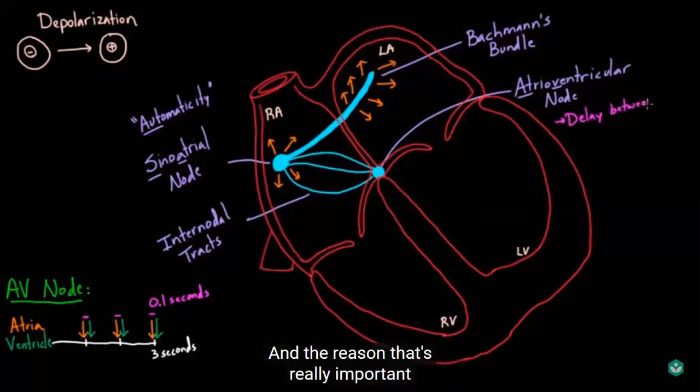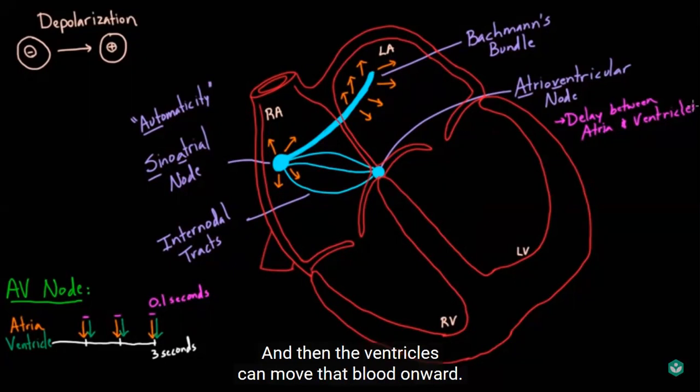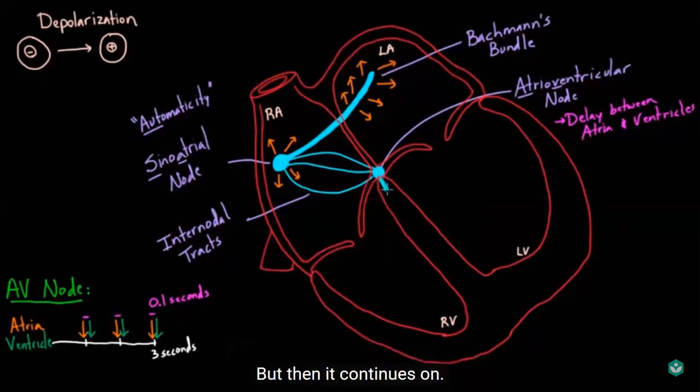The reason that's really important is that if the atria and the ventricles were contracting simultaneously, they would be squeezing blood against each other. They would be doing work that wouldn't move the blood in the right direction. So by creating the delay, the atria can squeeze, the blood can move from the atria to the ventricles, and then a tenth of a second later, the ventricles can squeeze and move that blood onwards. So the reason for the delay is to make sure the blood moves in a coordinated way through the heart.